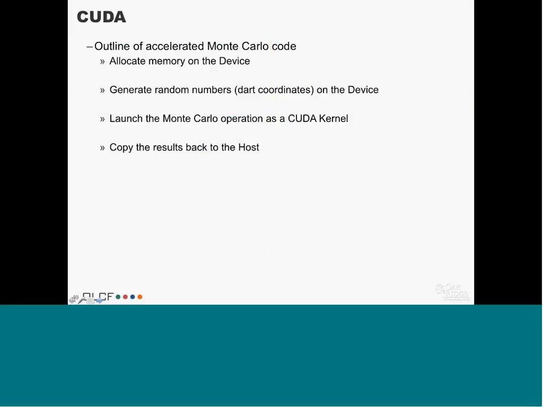Okay, so an outline of what our CUDA accelerated code is. Firstly, we allocate memory on the device that is going to hold our random numbers as RAM. So we need to generate random numbers using CUDA, using a library that CUDA provides called cuRAND. Because again, we can't launch random number generation on the device. And we're going to launch our Monte Carlo kernel, and we're just going to copy the results back to the host.